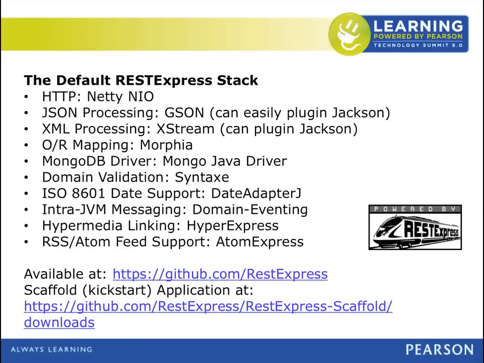Syntax is a domain validation library that supports annotations-based validation, a lot like Rails. And then we have ISO 8601 date support so that you can read the dates in your JSON packets. Most people use a long, ticks since 1971, and we found that wasn't readable, so we standardized on ISO 8601. It's translatable across all platforms that way. And then we have domain eventing and, yeah, I'm sorry.